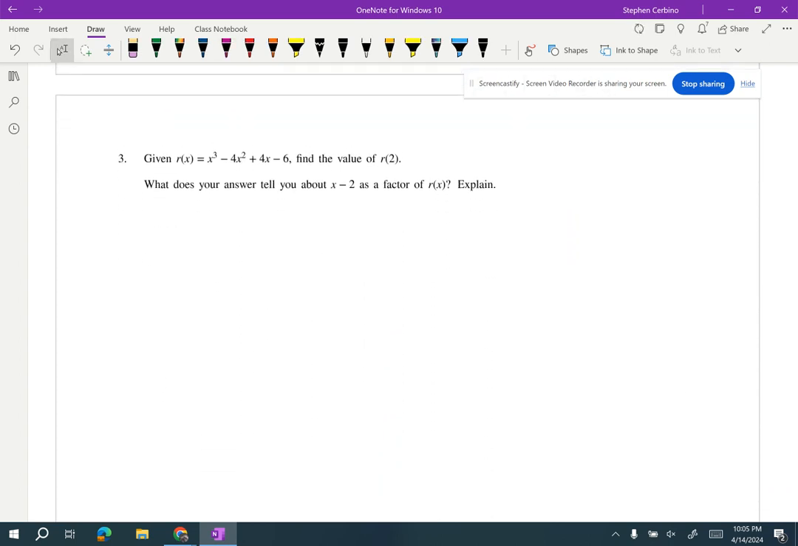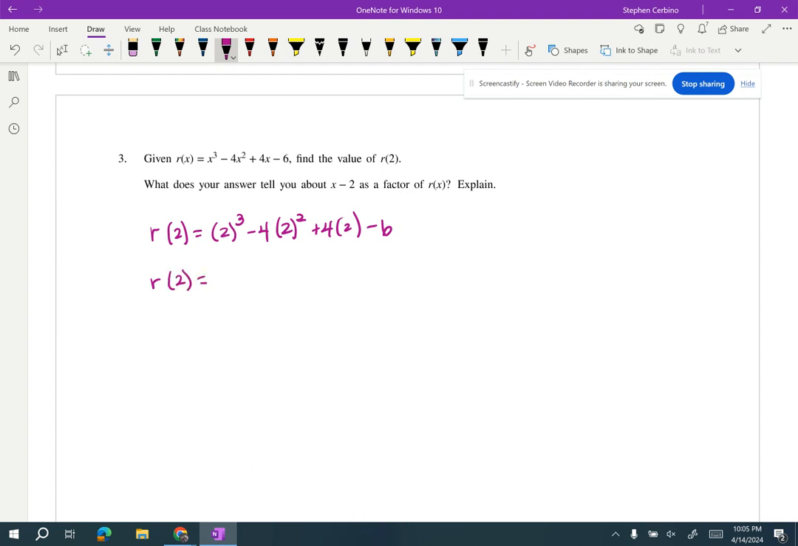All right, so number 3 actually is requiring us to use the remainder theorem. So it says, given the polynomial r of x, a cubic polynomial, it asks us to simply find the value of r of 2. So r of 2 is asking us to plug 2 in for all the x's. So if I wanted to do r of 2, I would say 2 cubed minus 4 times 2 squared plus 4 times 2 minus 6. And then to find r of 2, I could just type that into my calculator.